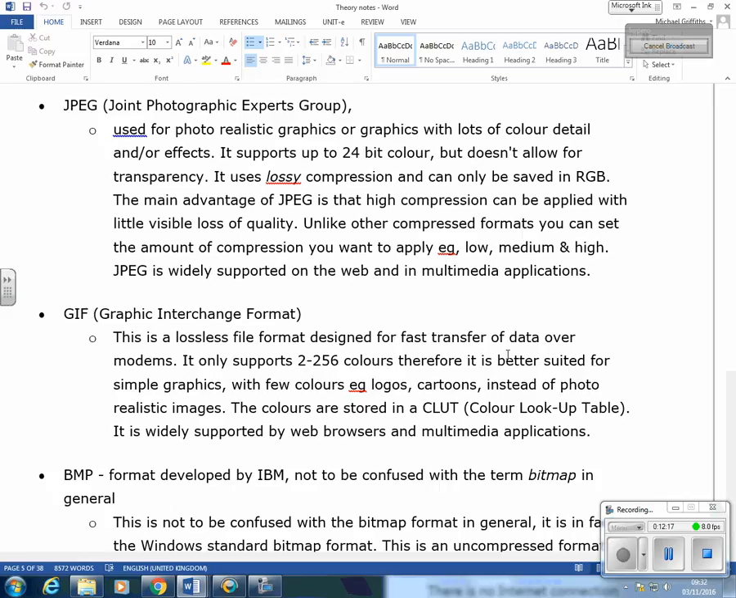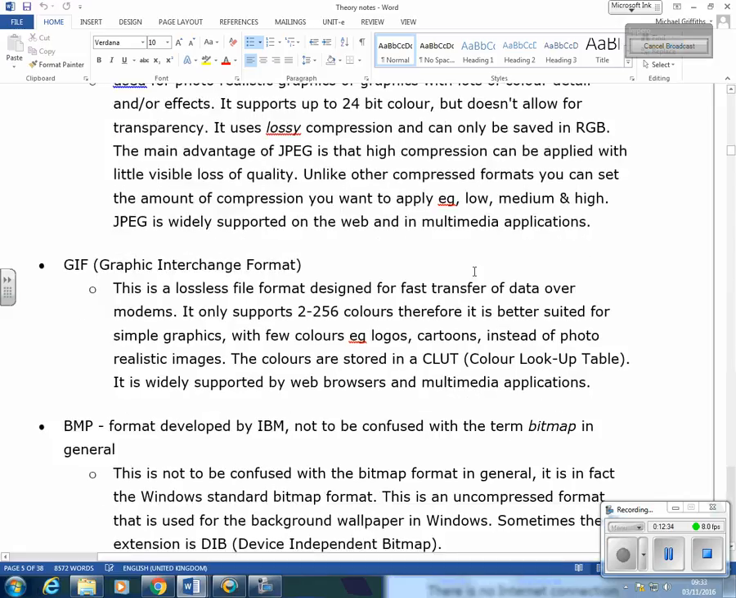JPEG has some strengths. These will give you marks in your exam, what I'm about to tell you, right? JPEGs can hold 16.7 million colours. That's a lot of colours, okay? It supports 24-bit colour, but it doesn't have transparency. You never hear about somebody talking about an animated JPEG either, do you? You've been talking about animated GIFs, yeah? Come to that in a minute.